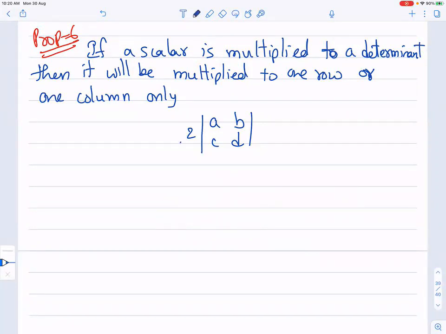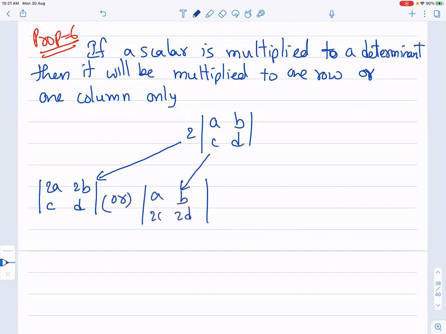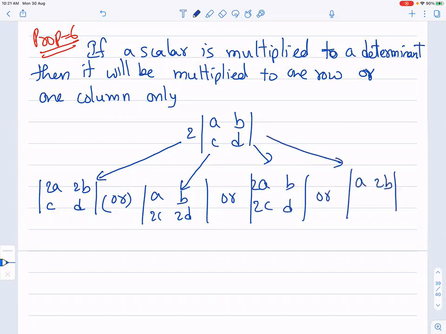So now if we see this, 2 is being multiplied. You can multiply to the first row, 2A, 2B, and the rest of the elements as it is. Or you can multiply to the second row, or you can multiply to the first column, or you can multiply to the second column. Is it clear? Yes. Any doubt in this? Right. No, sir.